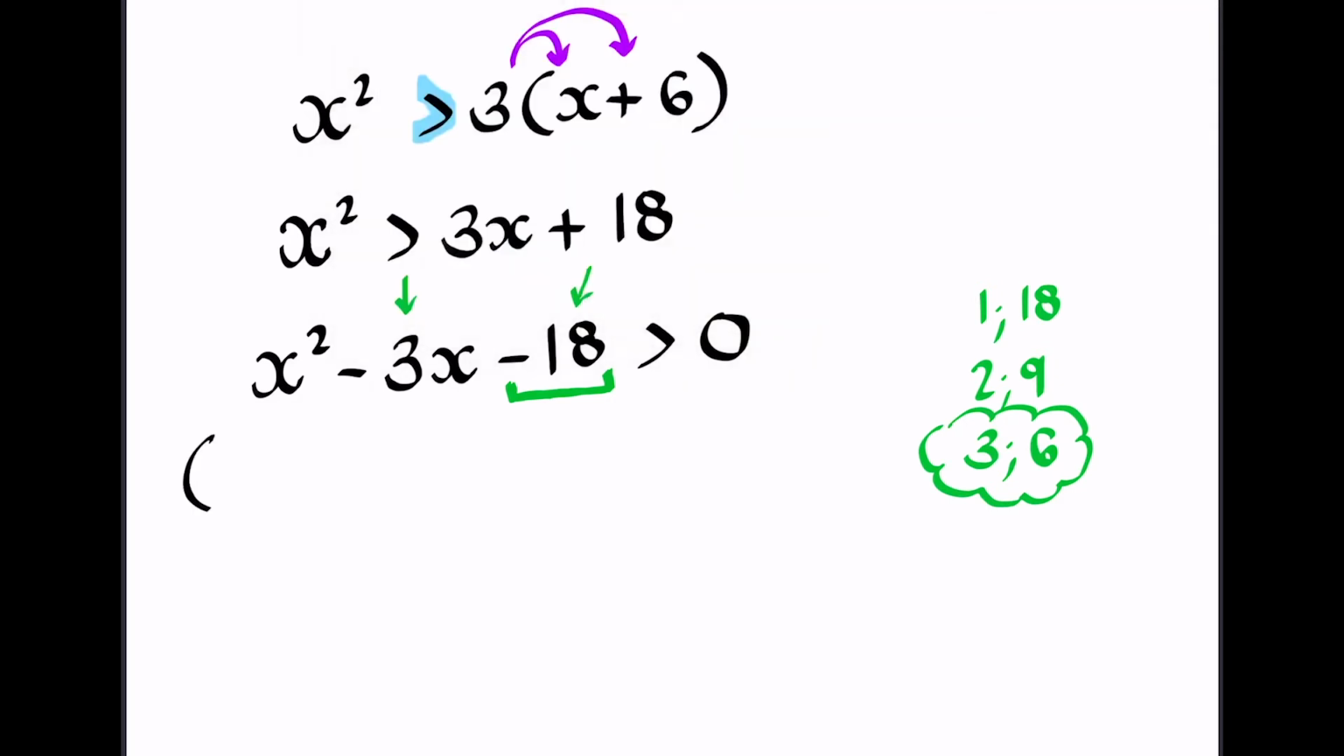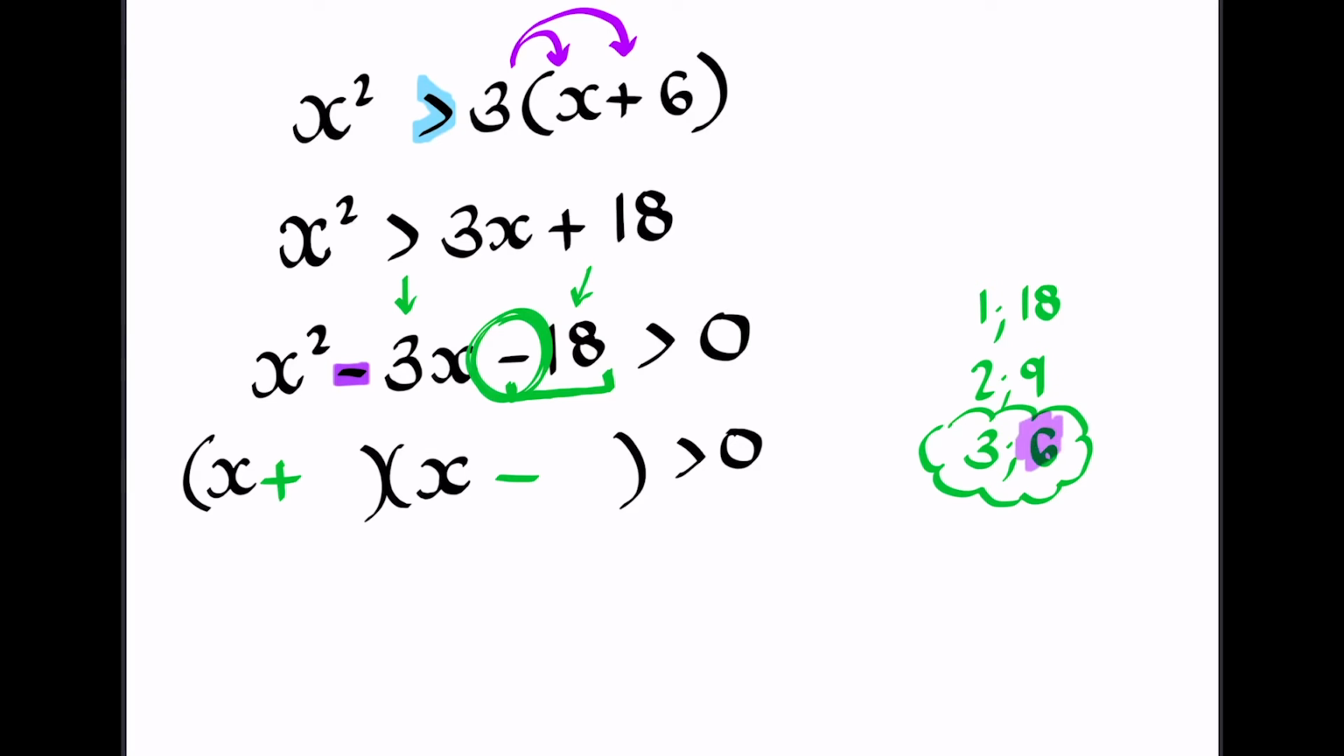So I'm going to have 2 brackets and it's going to be greater than 0. The signs inside the brackets are going to be different. One will be a plus, one will be a minus. How do I know that? Because my third term was negative. The x squared when factorized becomes x and x. Now I just need to decide which of the 3 and the 6 get the negative. I look at my middle term. My middle term is negative, which means the bigger factor gets the middle term sign. So the 6 gets the negative, the 3 gets the positive.